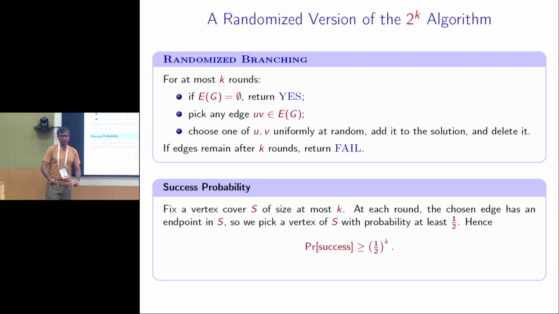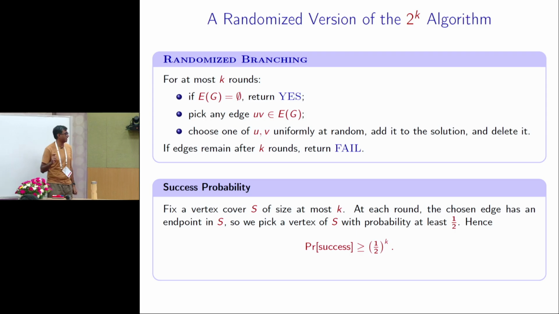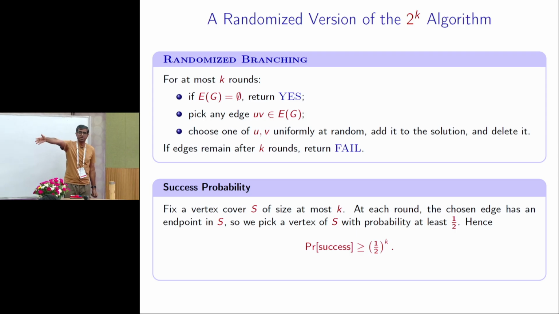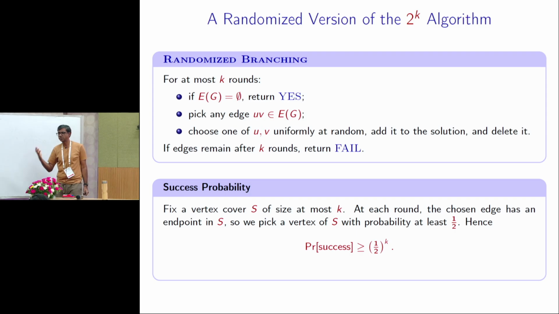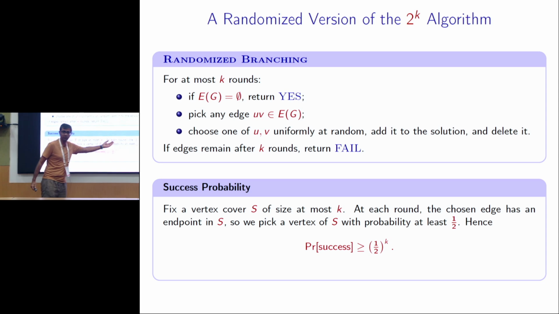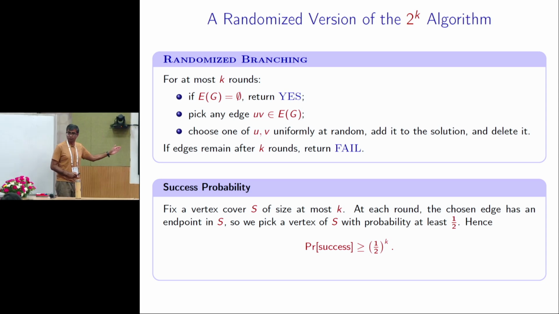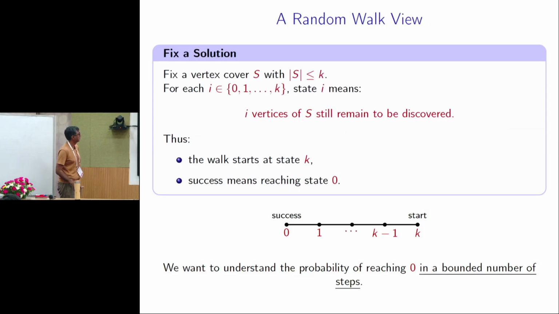So what is a success? So success is you fix a vertex cover S of size k, and at each round you are choosing an edge which has at least one endpoint in S. It could have both, and so the probability that you will hit that endpoint is half, because I'm just doing a coin toss. If it comes head, I pick u. If it comes tail, I pick v. That's it. So probability of success is at least half to the power k. So this is my algorithm which we did before. Now I am just doing this in a randomized way. Now what does it provide us?